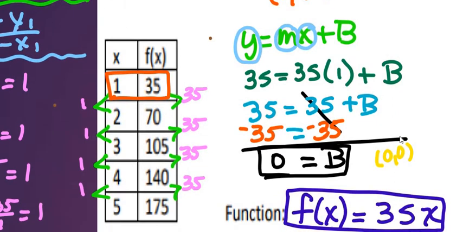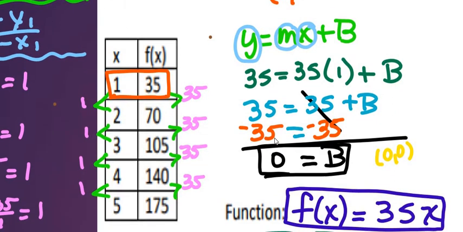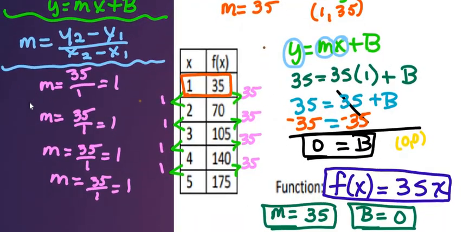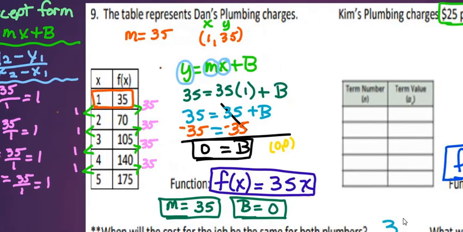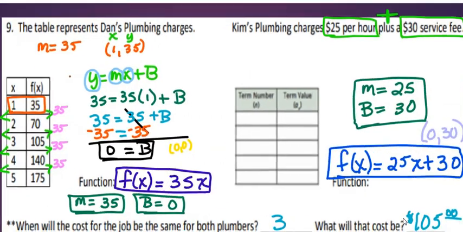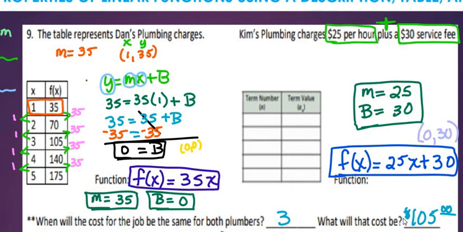Now, I'm going to write this as a function. I'm going to take my slope, which is 35, and write this as a function. I have f of x equals 35x plus, if you want to put plus 0, it's perfectly fine. Now, my slope is 35, my y-intercept is 0. Once I have this, I'm going to come over here and write my function.